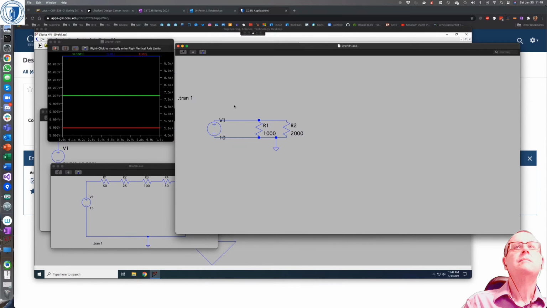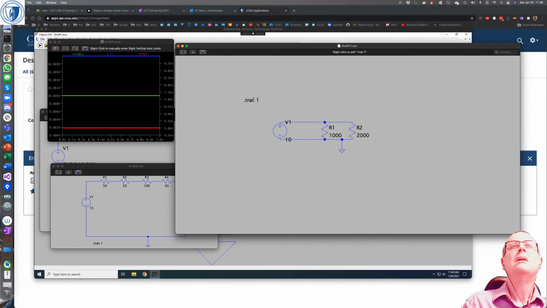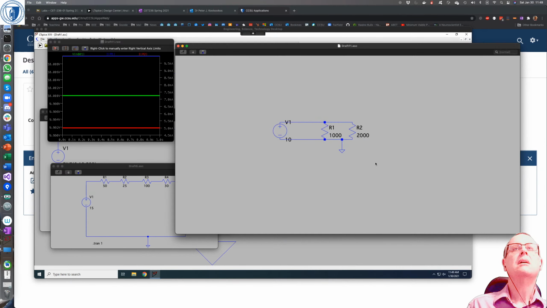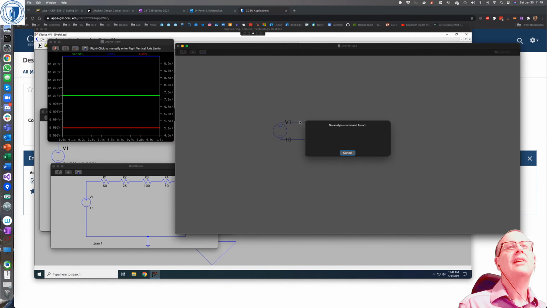Yeah, so for example, if I don't have that in there and I hit that, it's going to say no analysis command found. So if you just put .tran 1 in there, that'll get around that issue.